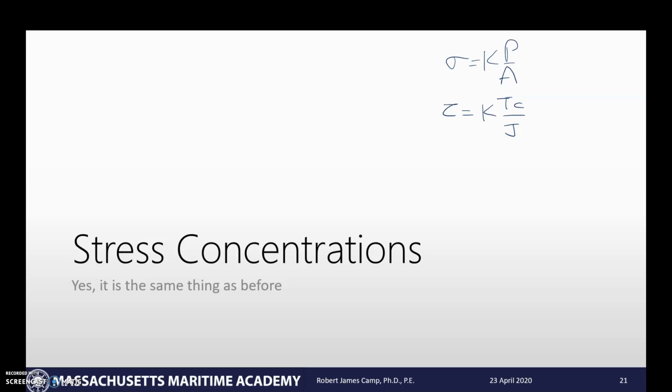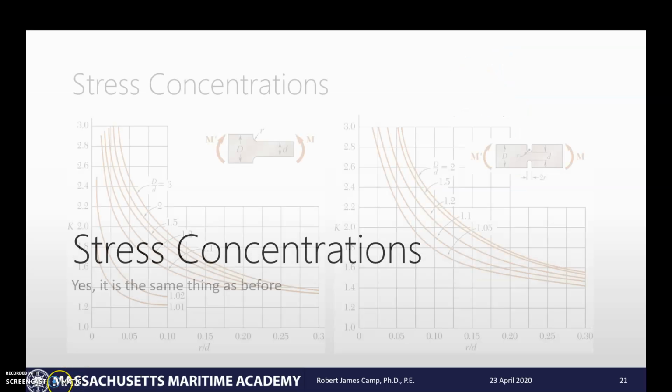So it should come as no surprise for bending. We've got our Mc over I, and then we're going to multiply it by a stress concentration factor. That's all there is to it. Everything is done the exact same way. And let's just look at a couple of the charts.